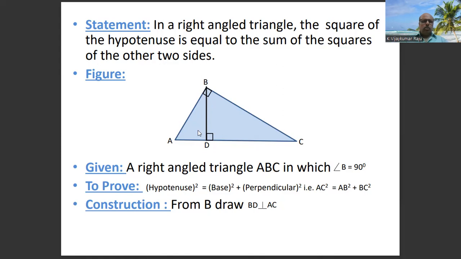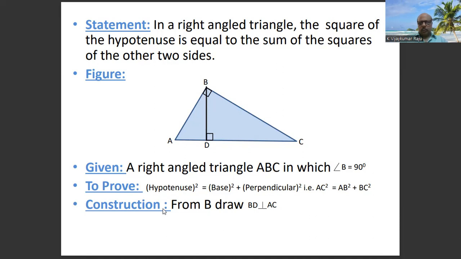Now, only a triangle is given. In order to prove this, you have to make some construction. There's a slight modification in the figure. That is, from B, draw BD perpendicular to AC. Here I put a perpendicular mark, that is 90 degrees. So this line segment is perpendicular to AC. Okay. So these are the 4 headings.